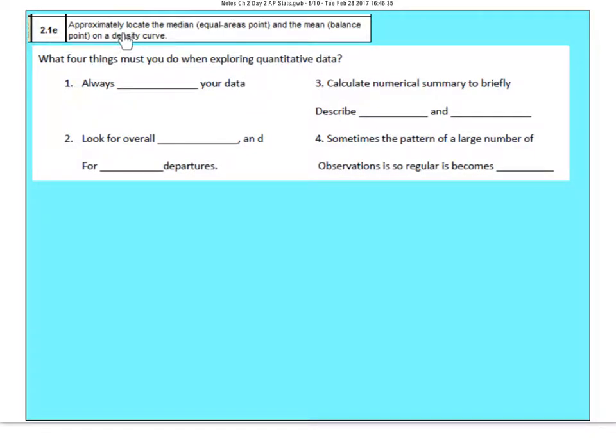2.1e, we're going to approximately locate the median and the mean on a density curve. So first thing I want to talk about, though, is there's 4 things you must do when you explore quantitative data. The first thing they're going to say is always plot your data. If you don't know what the data looks like, you don't really have a great starting point, so plot it. The next thing you're going to do is look for an overall pattern and for any striking departures.